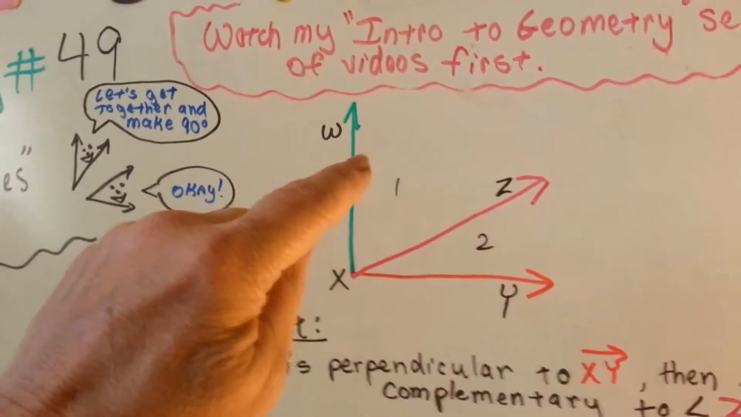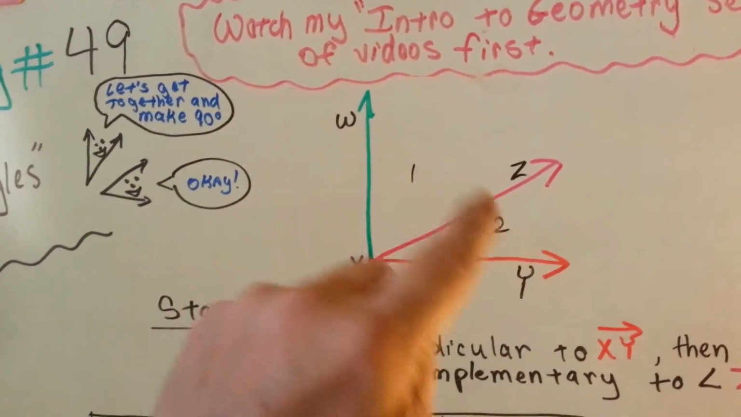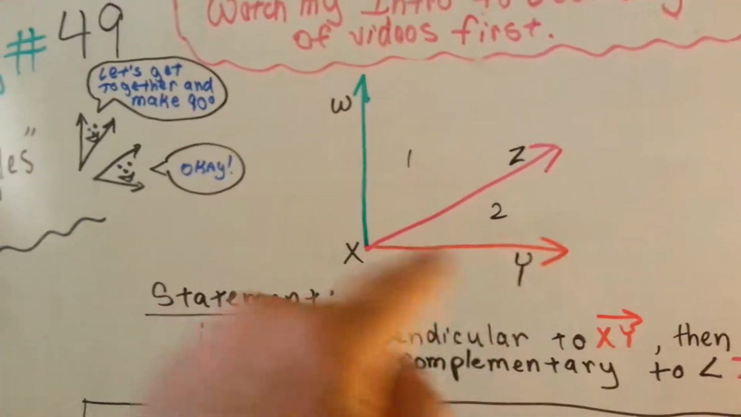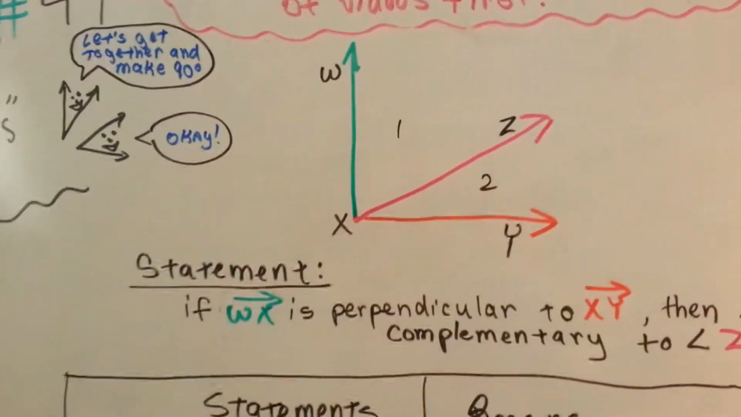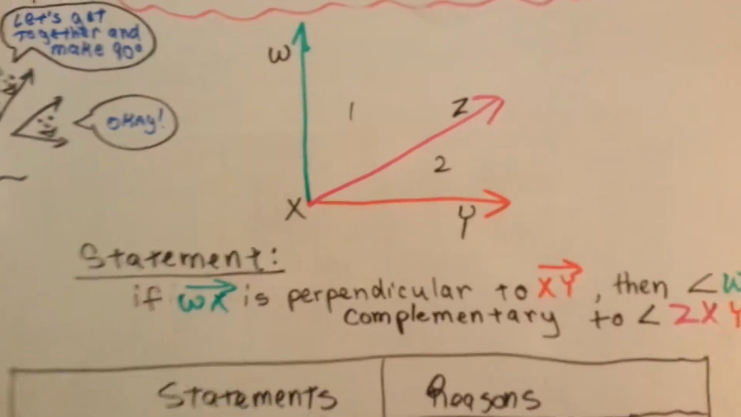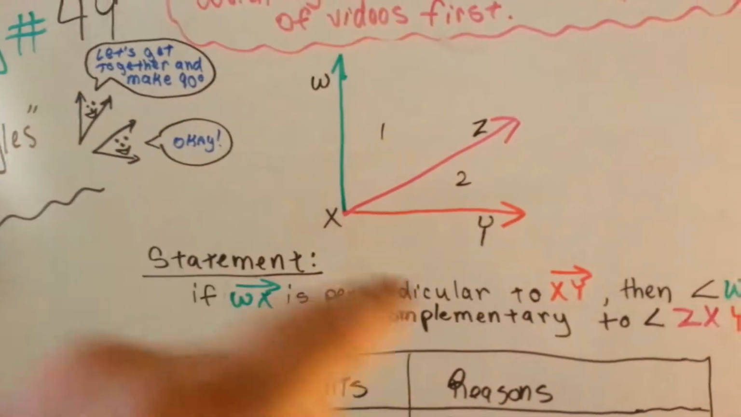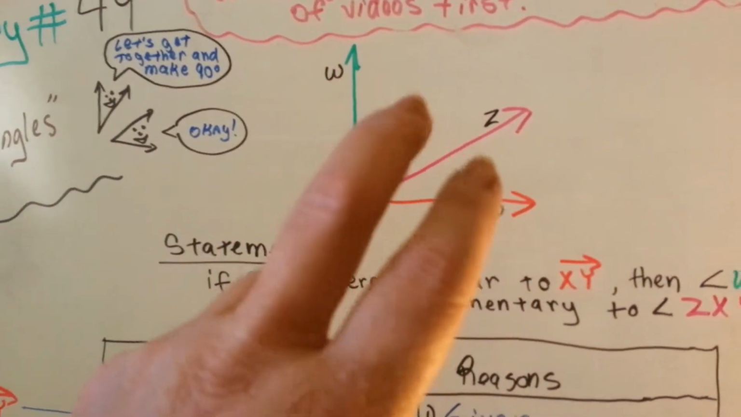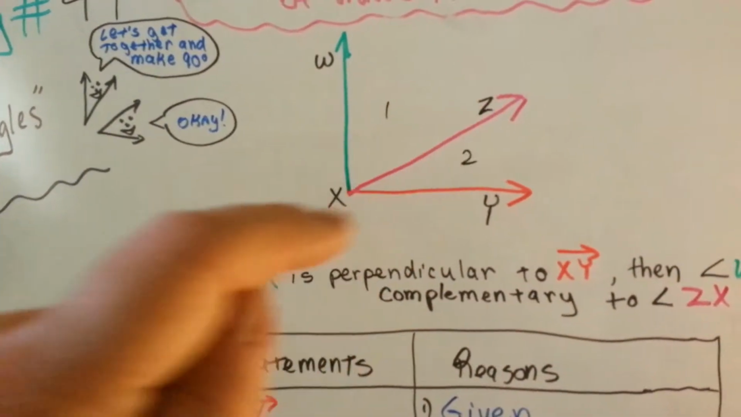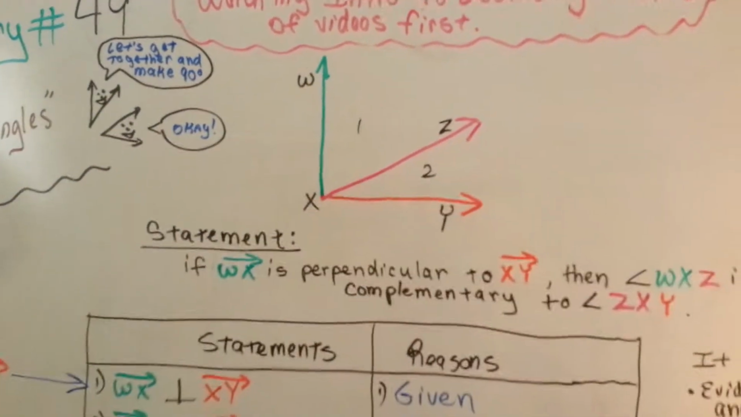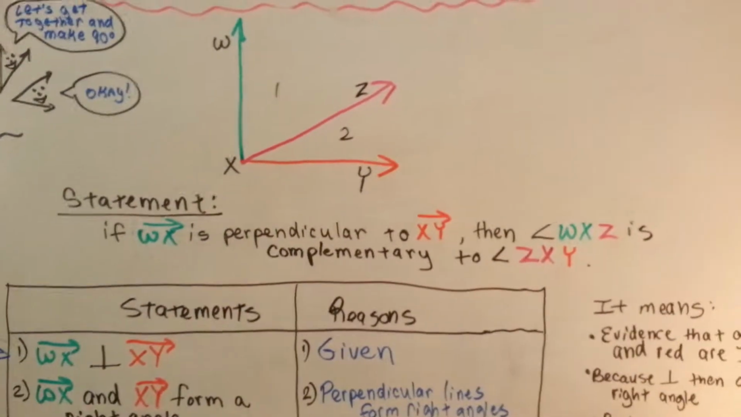Now, I didn't want to put the 1 and 2 in here, but I figured, you know what? Color coding it and putting numbers is going to make it that much easier to understand. You might see an example of something like this in your textbook or in a test, and you won't see the numbers. You're just going to have to deal with the WXZ and the ZXY. So I made it a little easier on you here. Okay, so here's our statement.